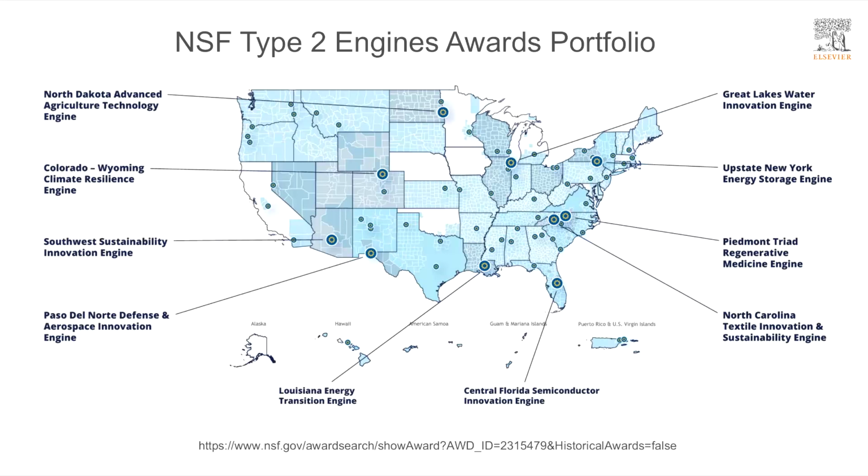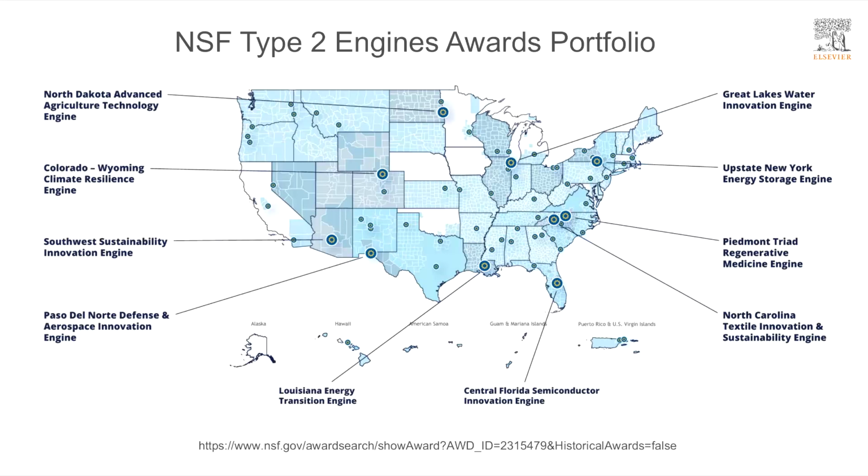If you read the names of them, they include advanced agriculture technology in North Dakota, Colorado and Wyoming in the West, climate resilience. You also see examples of aerospace innovation, that's in the Texas, New Mexico area, and so on going around. Many of these are energy focused, but you also see focus on water technologies and so forth. So these are potentially going to have a huge impact on the region.